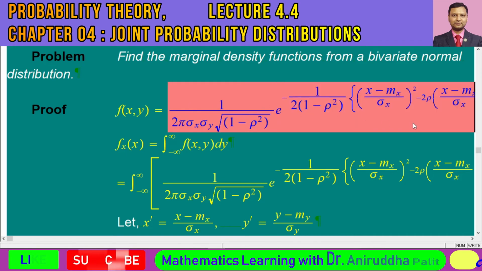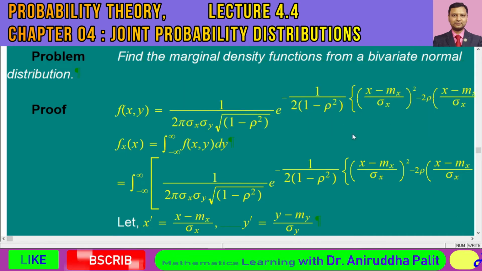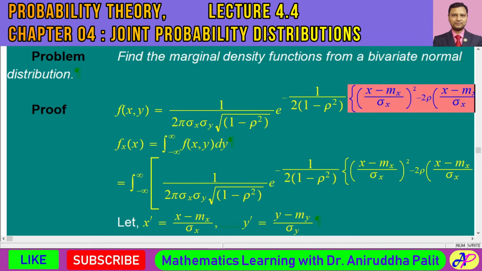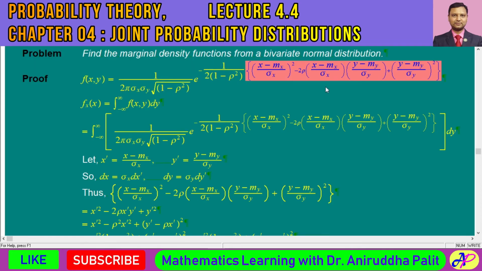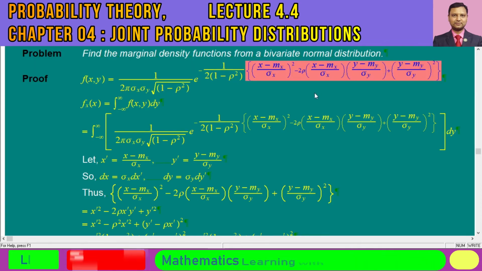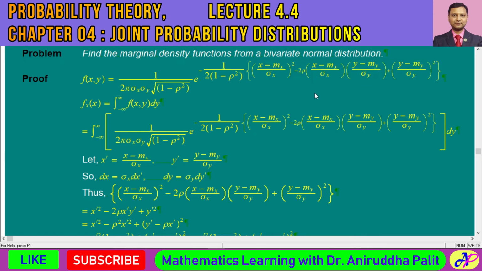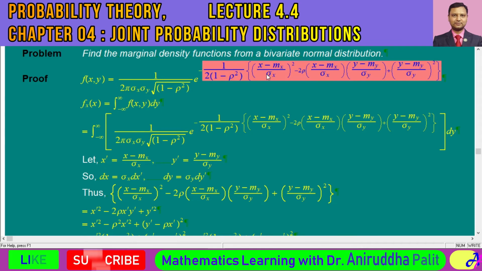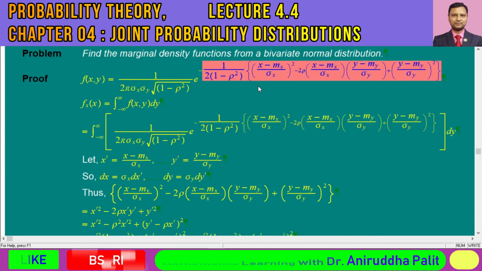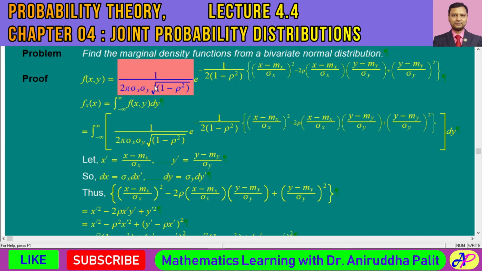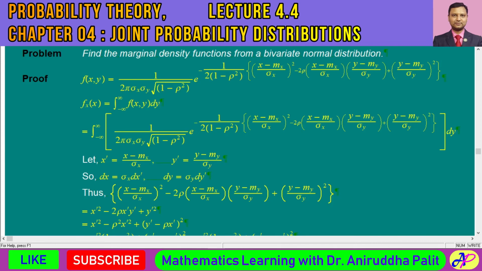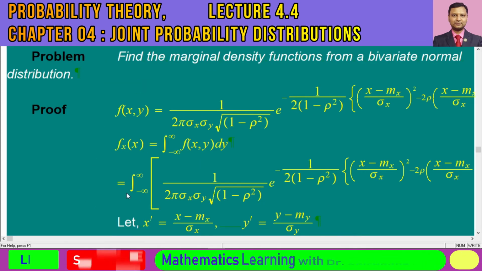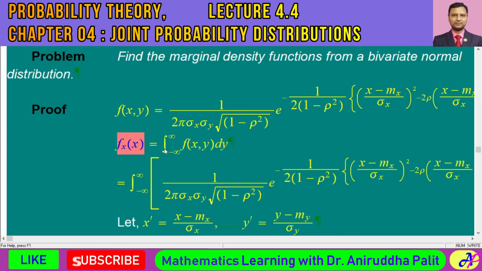This is the density function of the bivariate normal distribution. It may appear that this is truncated, but this is the total exponent written. Just for your clear identification, I made a bit larger magnification. Anyway, this is the density function of the bivariate normal distribution, and to find the marginal density function we just need to integrate the joint density function with respect to y.